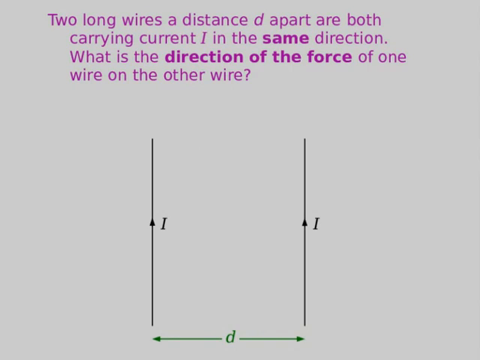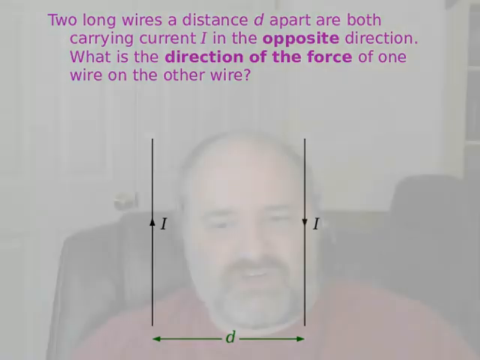I could do the same exercise here where I have two wires carrying current in the opposite direction. And you're going to get the opposite answer. They're going to repel each other in this case. But let's work through it again just to make sure we know how to do it.